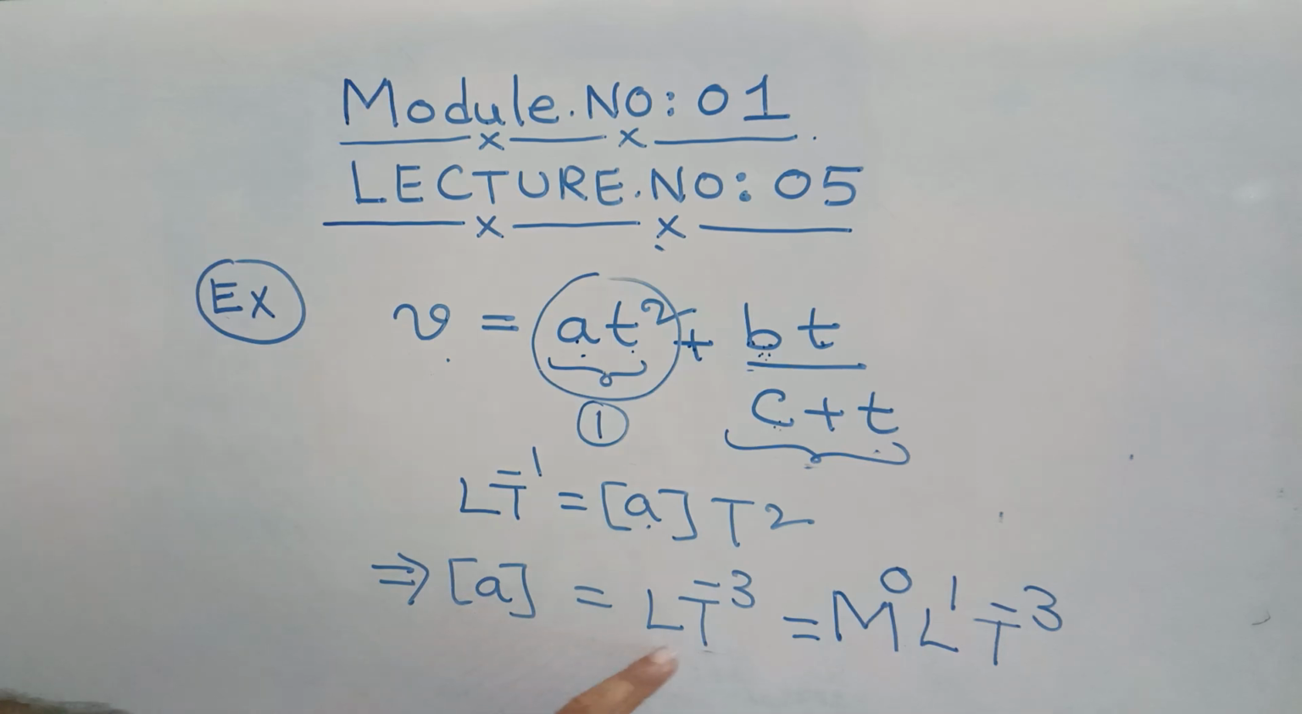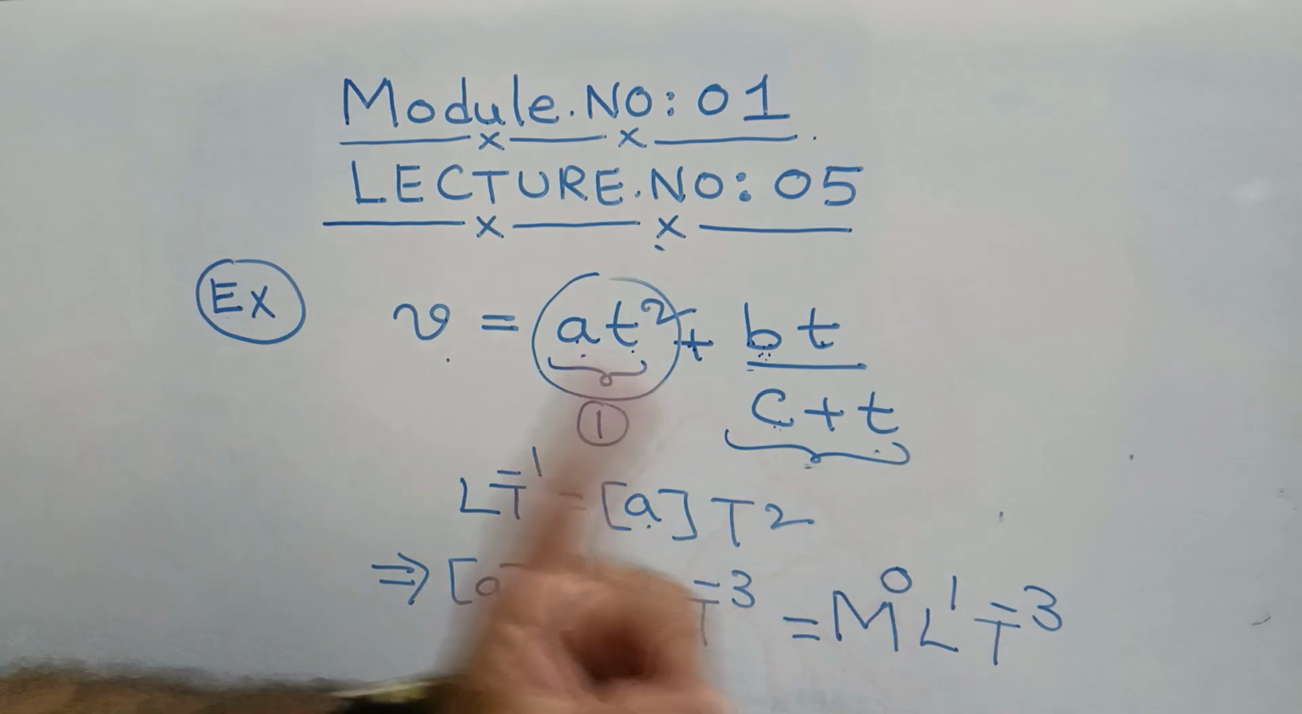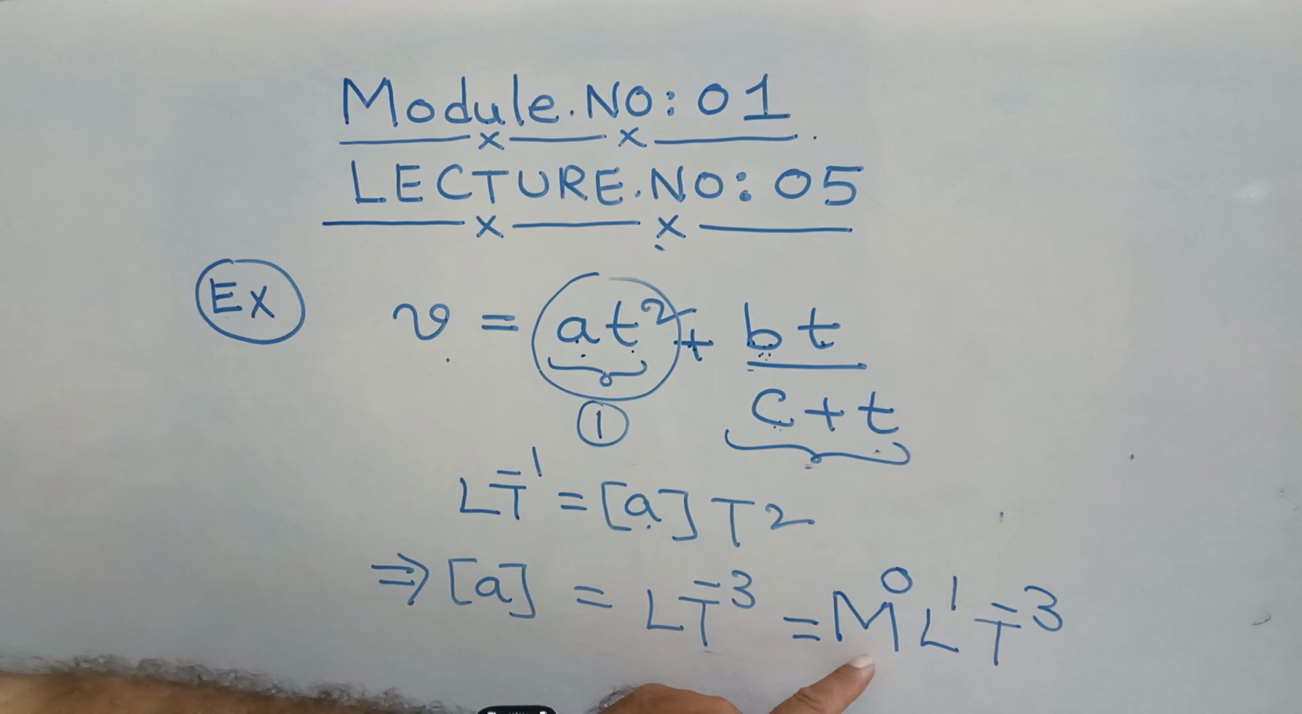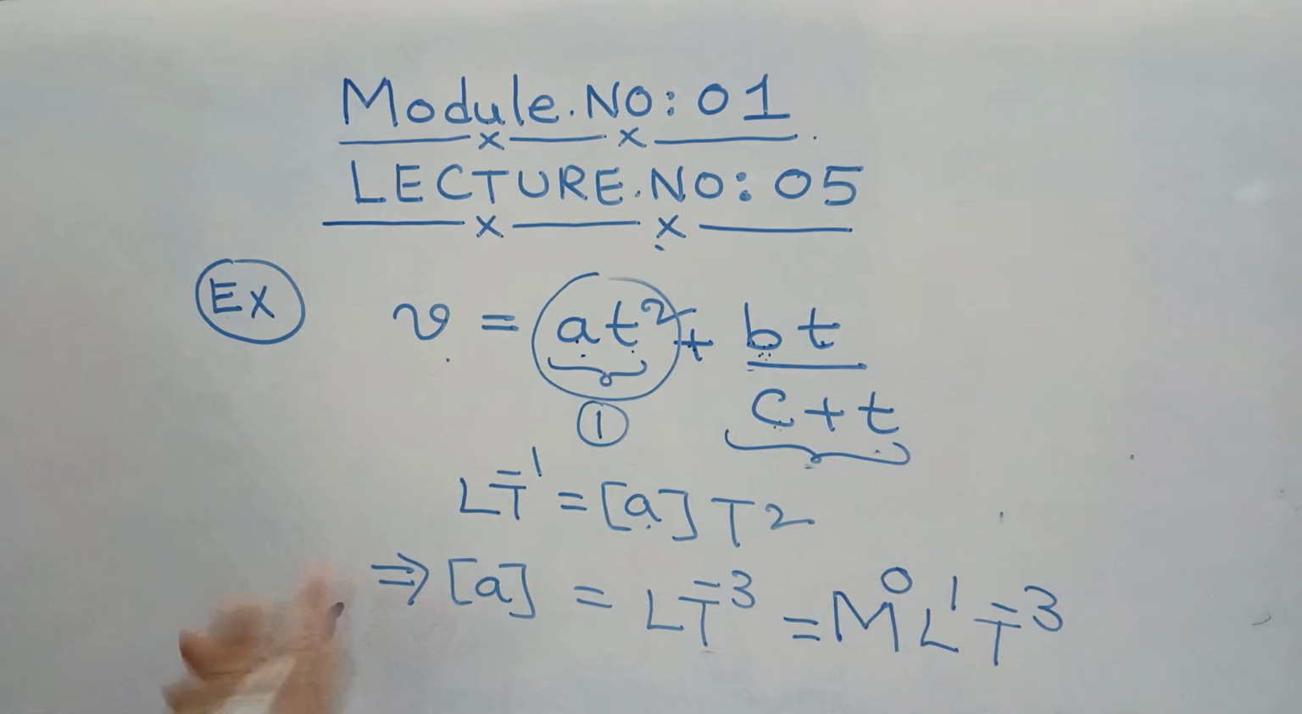Therefore, A is equal to L into T power minus 3, and the same can be written as M power 0, because M is not there. However, M power 0 is 1, so nothing wrong in writing it like this. Therefore, M power 0, L power 1, T power minus 3. This is the dimensional formula for A. Got it?